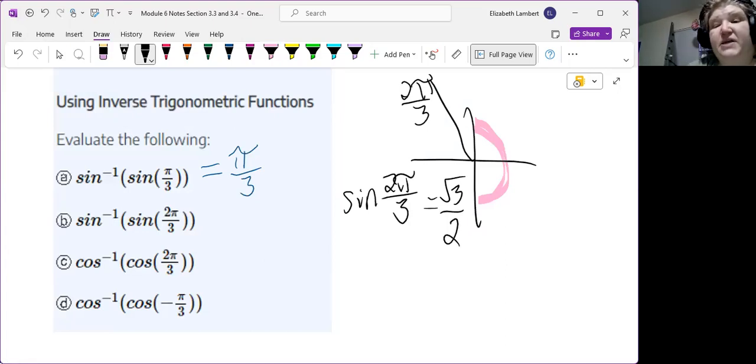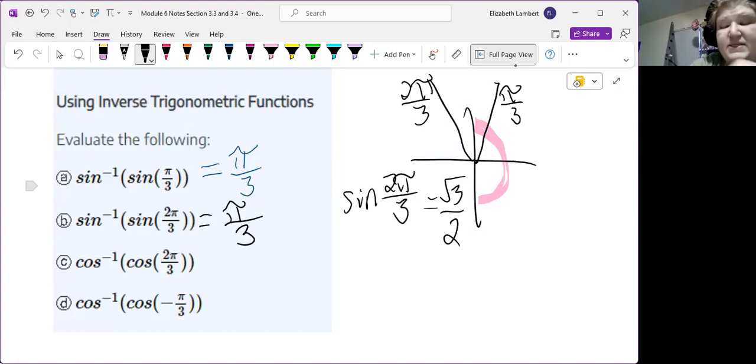So now I'm asking myself, where in my restrictions for arcsine am I going to get an angle that will produce a sine value of positive square root of 3 over 2? So that's got to be in quadrant 1, and then the reference angle is going to share the denominator. So that reference angle is pi over 3. So down here, we actually get the same answer as the first one.